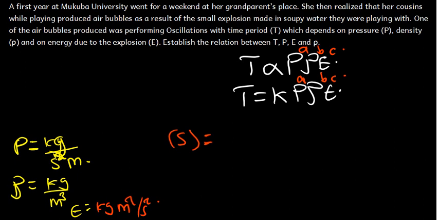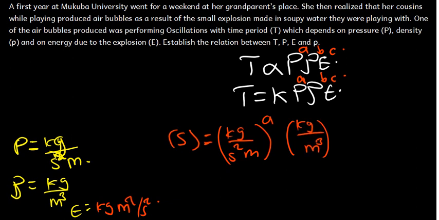Okay, so we have the pressure. We have seen that it is kg divided by s to the power 2 times m. Now everything has to be raised to what? A. Then we go to the next one, which is the density, kg divided by m to the power 3, everything raised to the power b. Then the energy is kg times m to the power 2, everything divided by s to the power 2, then we raise to the power c.